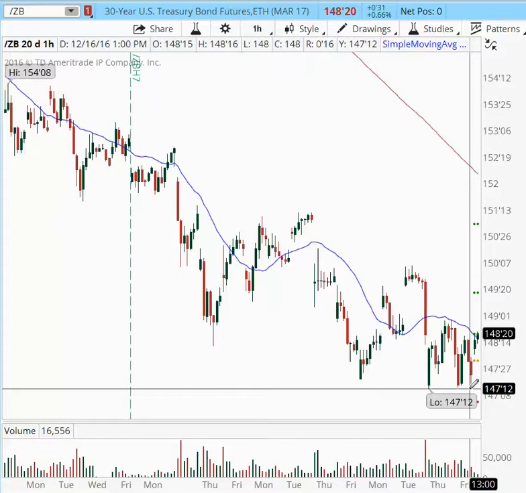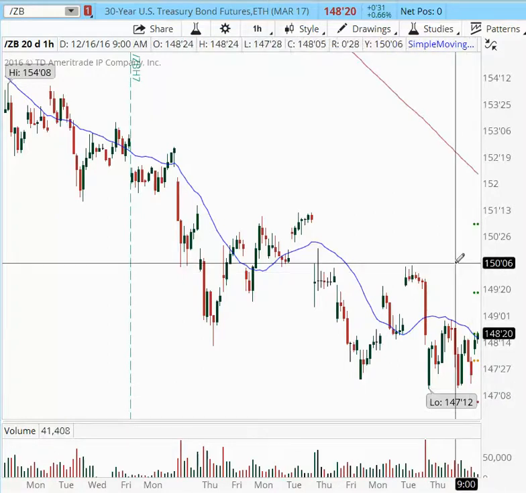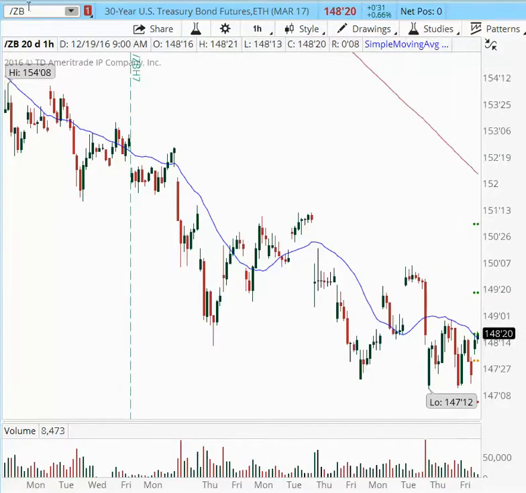If you're considering it as a swing trade, then your stop should be below 147.12. Further continuation into 150 for the swing trade portion. That's going to be the cap. That's going to be the ceiling, and that's going to be a hard area to deal with.